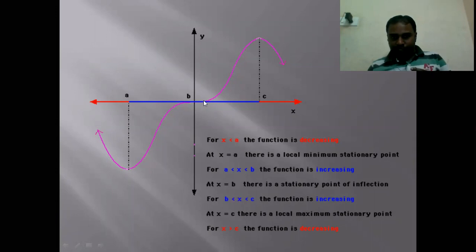I'm continuing this graph from B to C. From B to C, obviously the function graph is increasing according to this graph. Now at this point, x equal to C, as I just discussed, from a point, if the function was increasing and then starts decreasing, this point we call a local maximum.